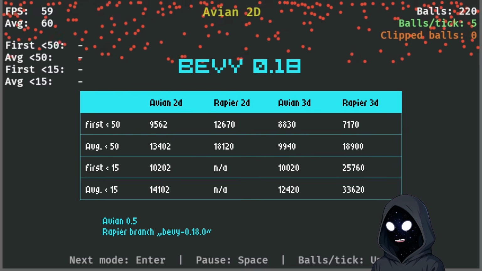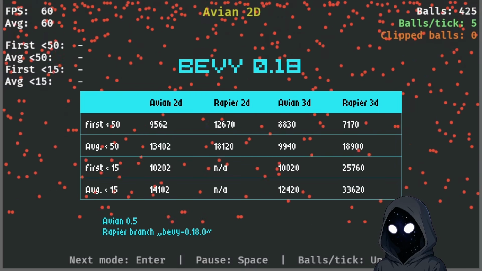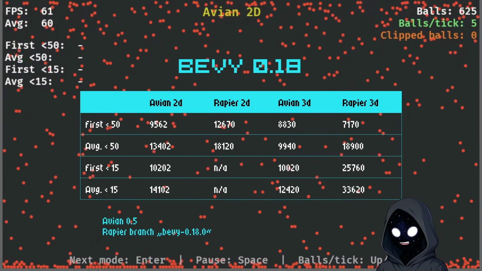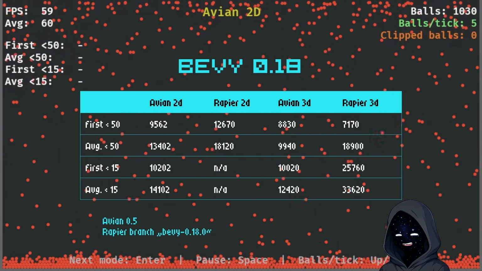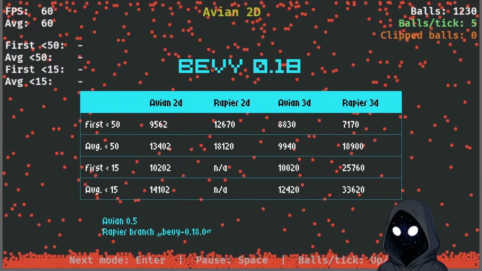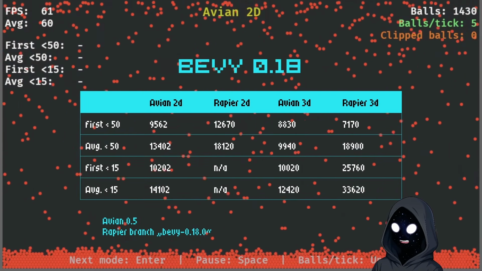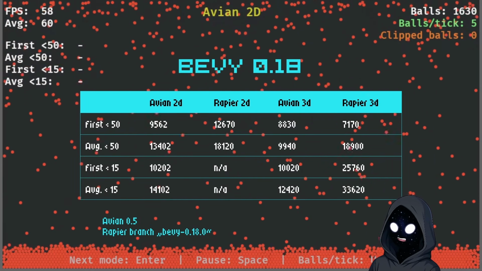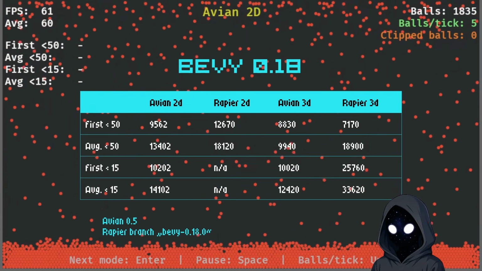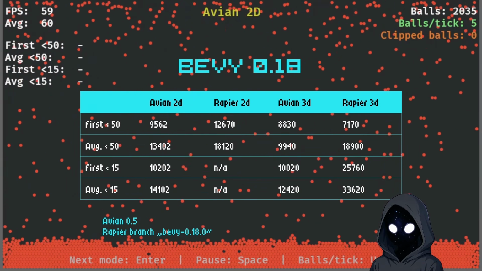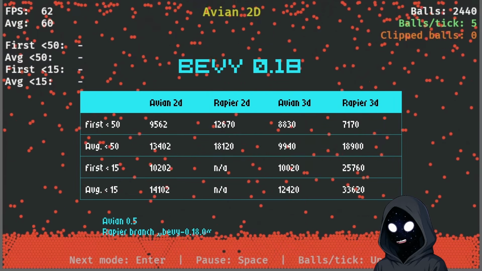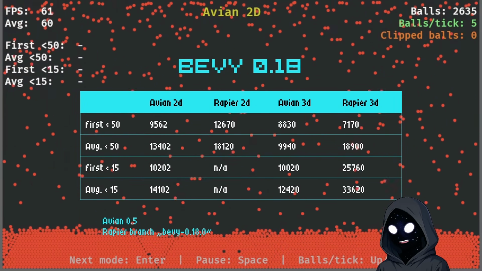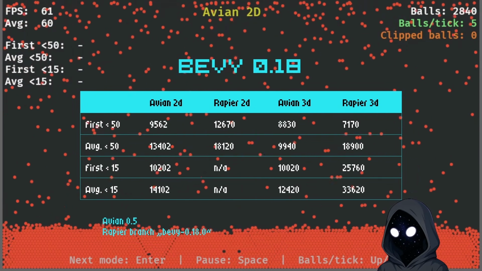So let's have a look at Bevy 018. This benchmark was run with the newest available versions of the physics engines. At the time of this recording, this is Avian 0.5, but Rapier didn't have their official Bevy 018 support published yet. So this was run on a branch of a contributor who updated Rapier for Bevy 018 compatibility.